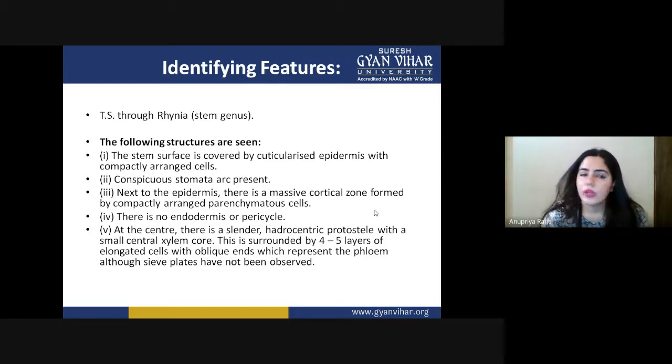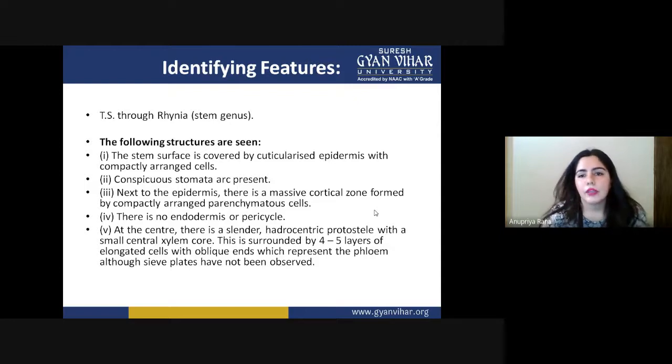Now, if we see the identifying features of Rhynia, a TS of the Rhynia stem, basically the part we got from the fossil study was a stem. The stem surface is covered by a cuticularized epidermis with compactly arranged cells.